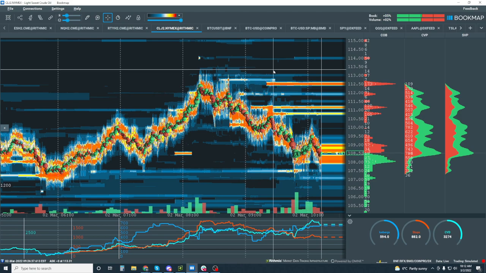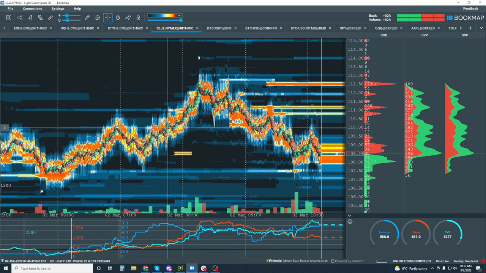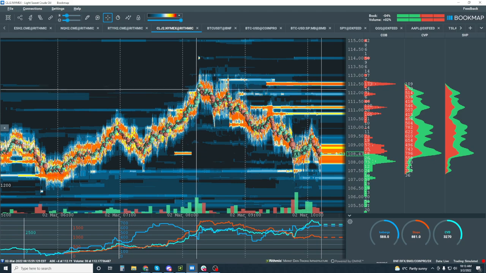Jumping on the bandwagon here, on the train with crude oil. You're going to get those quick moves when you get that volume behind it. Look for that in the order flow. Look for that strength and that breakout.